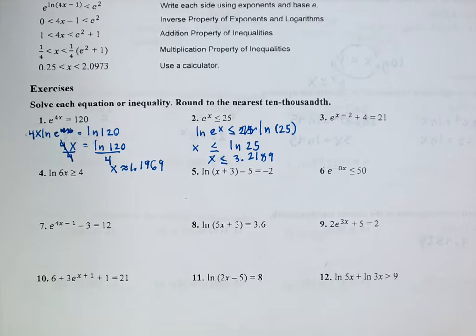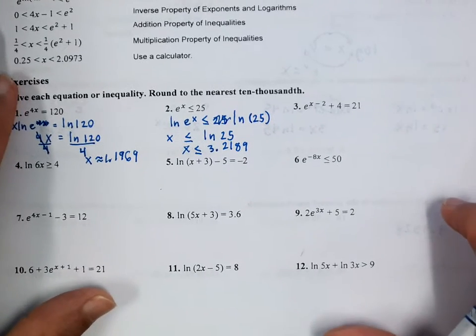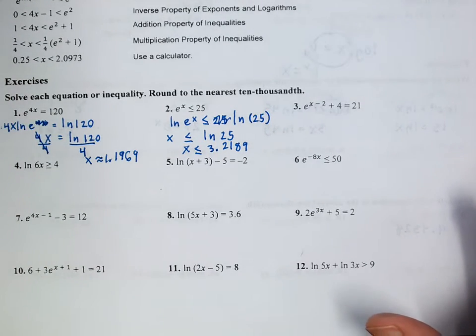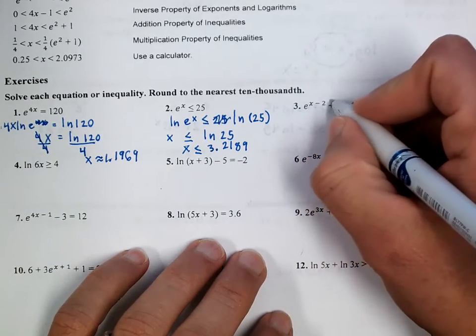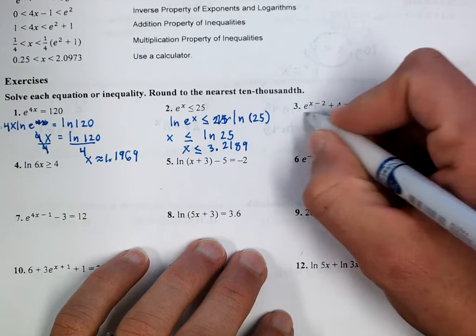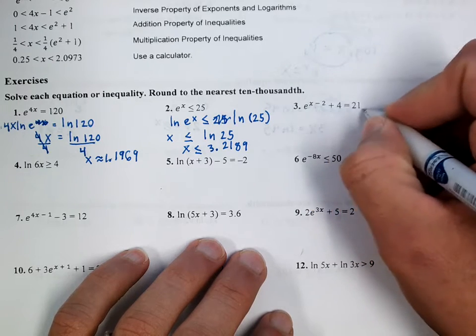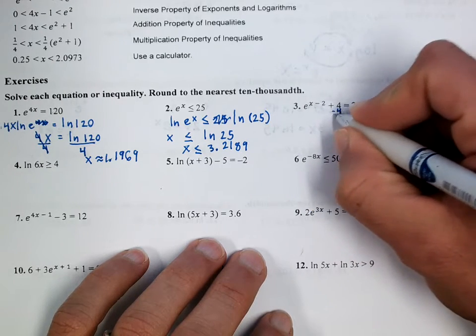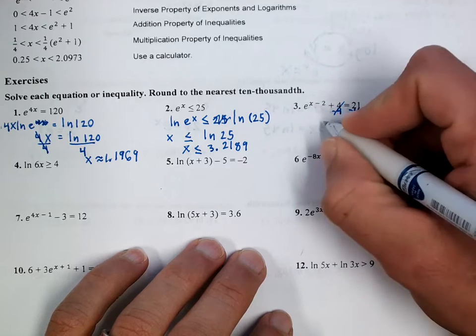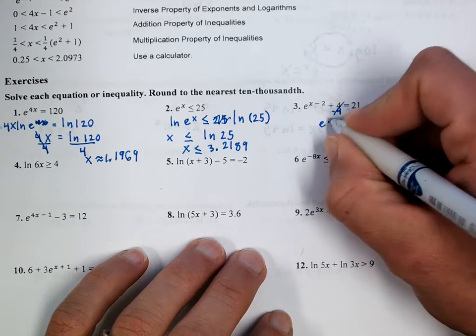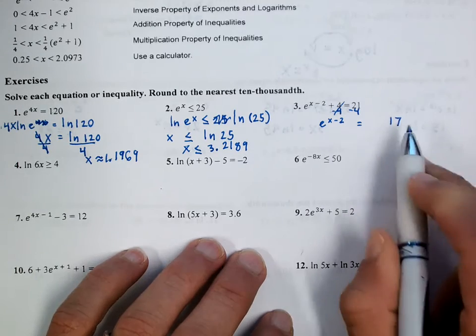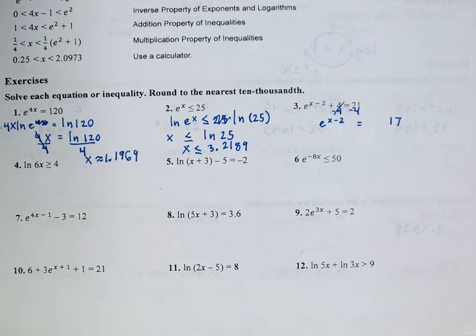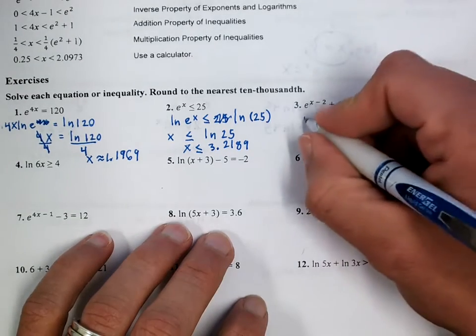Number 3 follows the same pattern. By the same pattern, I mean here's the thing you have to do first. You have to isolate the exponential term, in this case that's this term. So I'm going to start off by subtracting 4. So I have e to the x minus 2 is equal to 17, and I'm writing that 17 way over here for a purpose, because right after that, since the variable that I'm looking for is in the power, I'm going to take the natural log of each side.